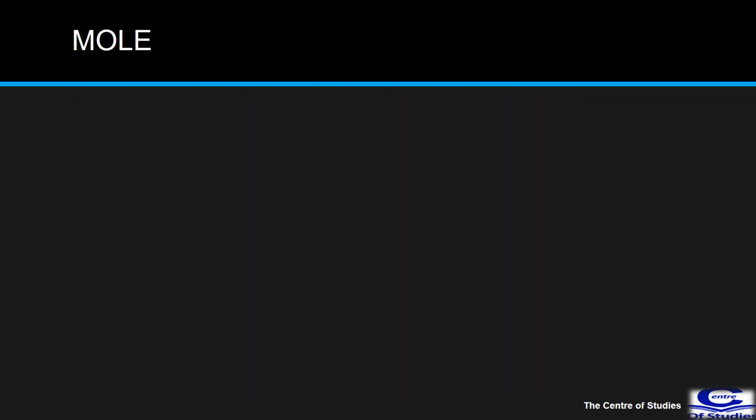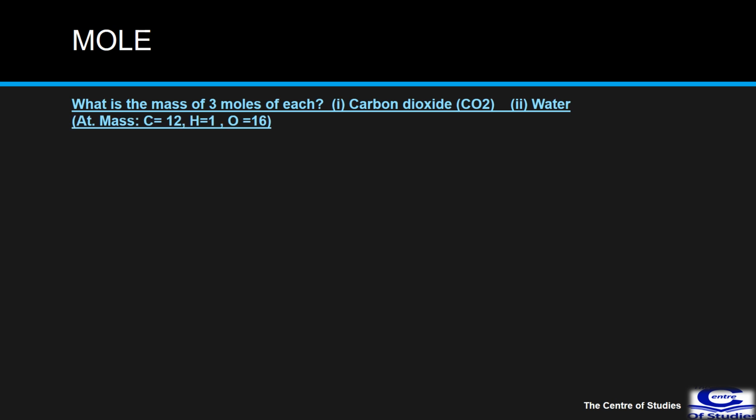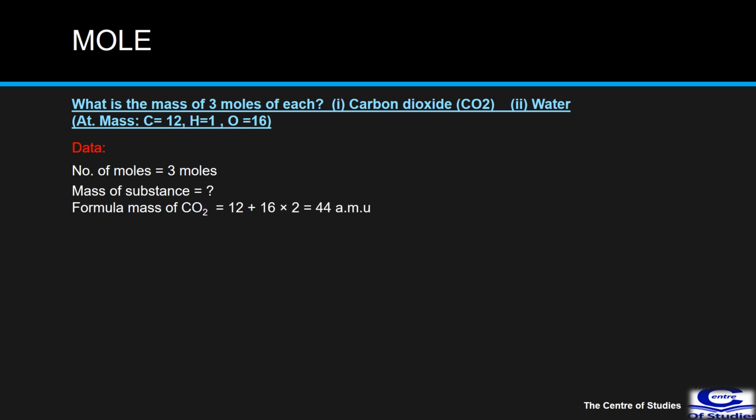You can use the mole formula to calculate the mass of a substance if the mole is given. Let's see how it is calculated. Now the question is, what is the mass of 3 moles of each carbon dioxide and water? First, you will calculate the mass of carbon dioxide. You have to make a data first. Number of moles is equal to 3 moles, and we have to find out the mass of the substance. Since we will be needing the formula mass of carbon dioxide, here we have calculated it, which is 44 AMU.